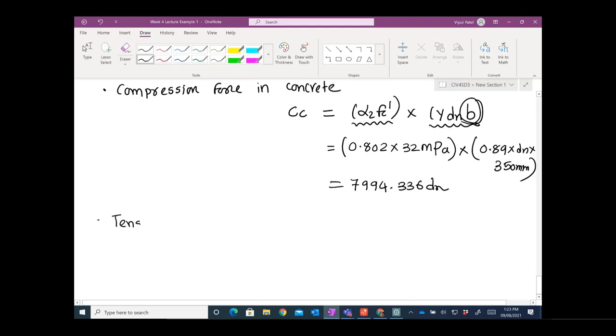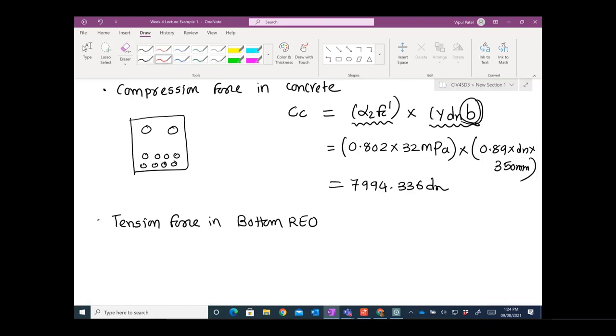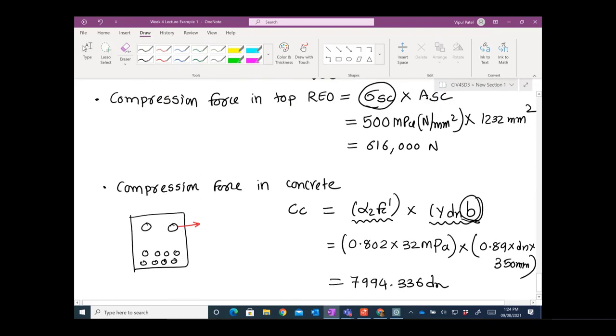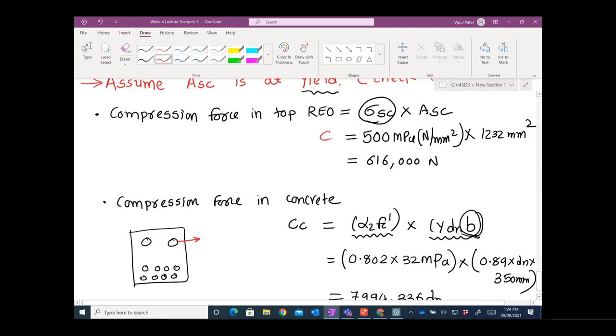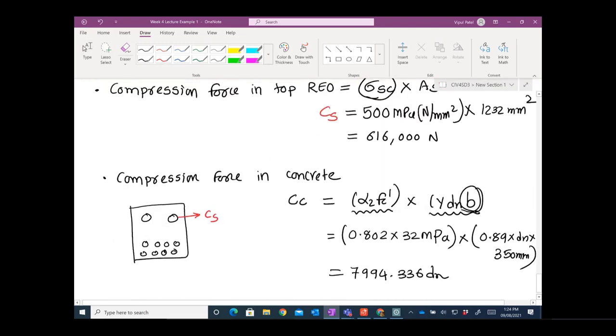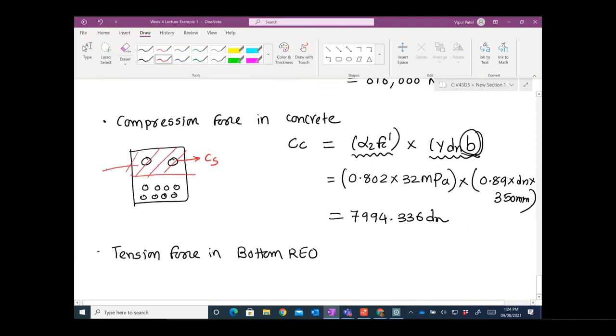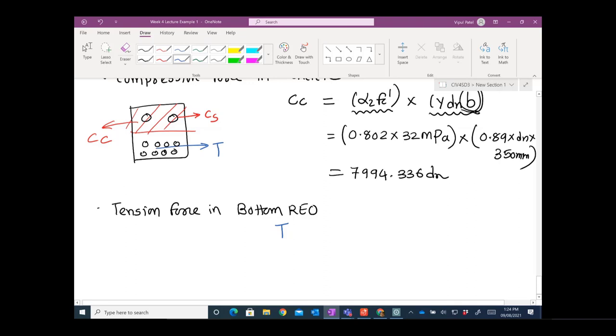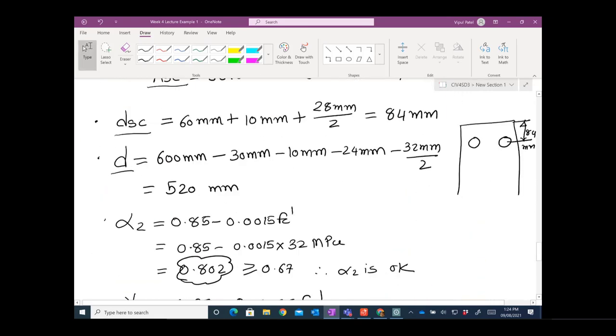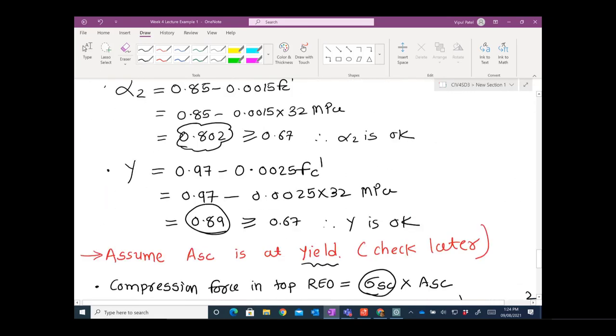Now the tension force in the bottom Rio. There are the top Rio and there are 8 bottom Rio. So this force which we calculated, let's say this force is Cs, this concrete one is Cc, and this one here, let me put the value as a tension, so this is the tension force. So we are just calculating the tension force. Again, of course this bottom Rio will be yielded, no doubt about it, because the area of the steel in the bottom Rio we have calculated is 3616 millimeter square.